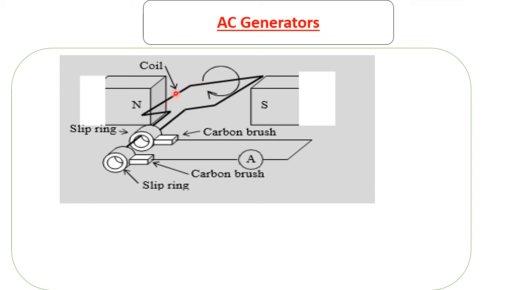And since the wires are cutting across the magnetic field, then according to magnetic induction, current or EMF is going to be induced in these wires. And that induced current or EMF is the one that we're going to use as electricity. So this is how electricity is made, and this is how AC generators work.